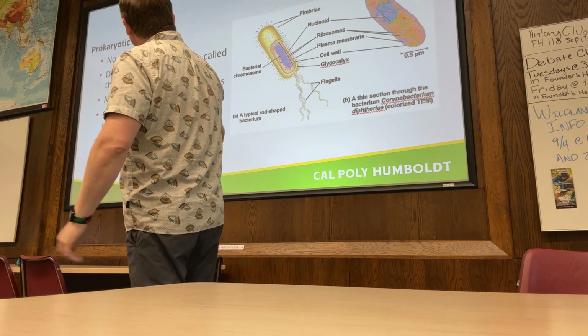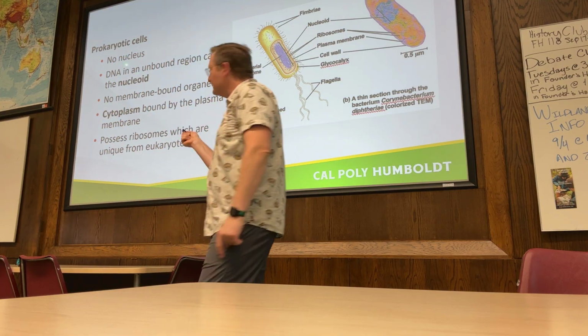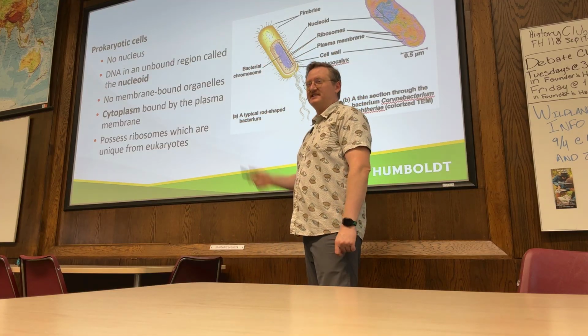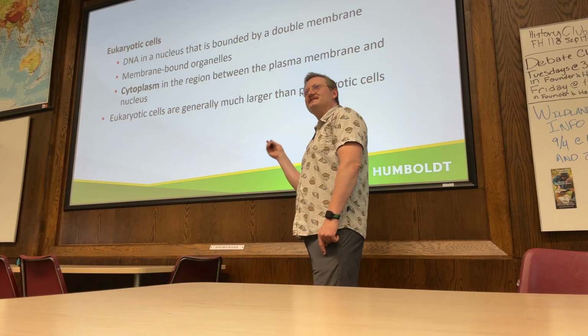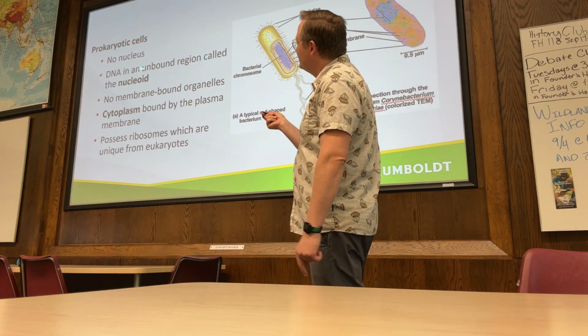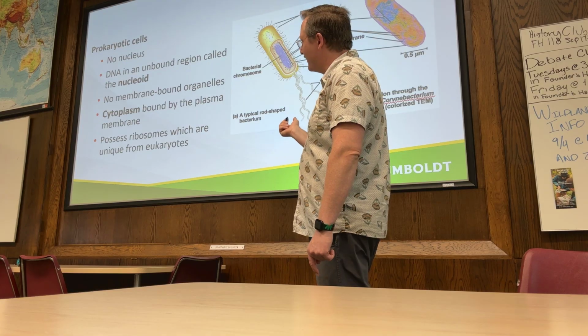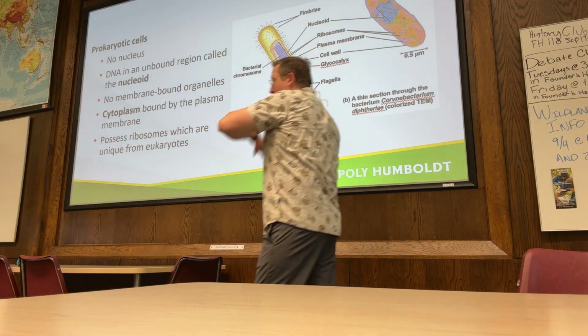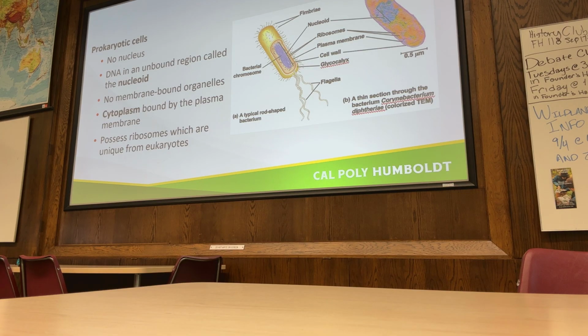Okay, so here's your prokaryotic stuff. Ready? Prokaryotic cells do not have a nucleus. That's the main thing. Eukaryotic cells do have a nucleus. Prokaryotic cells, no nucleus. Eukaryotic cells, nucleus. That's the biggest thing about them, right? Prokaryotic cells still have their genetic material concentrated in the cell in a region called the nucleoid.